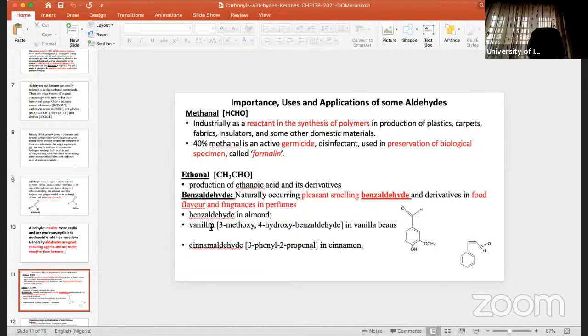Then one of its derivatives is this vanillin, which I know you all love in ice cream. That is the flavor in ice creams. 3-methoxy-4-hydroxybenzaldehyde, that's the structure there. Then we have another aromatic aldehyde, which is our 3-phenyl-2-propenal in cinnamon, referred to as cinnamaldehyde.